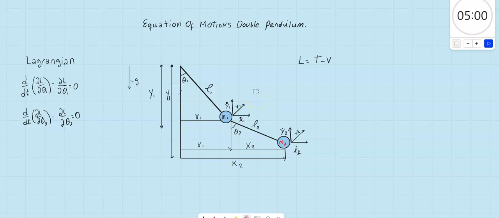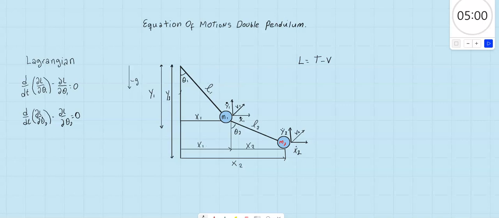Today we're going to be finding the equations of motion for the double pendulum. I'll be using the Lagrangian. Remember that x1 is a function of theta 1 and x2 is a function of theta 2. So we'll be using the Lagrangian to find the partial derivative with respect to theta 1 dot, and then the derivative, and then the partial of the Lagrangian with respect to theta 1. And then we'll be doing the same thing with theta 2 dot and theta 2.